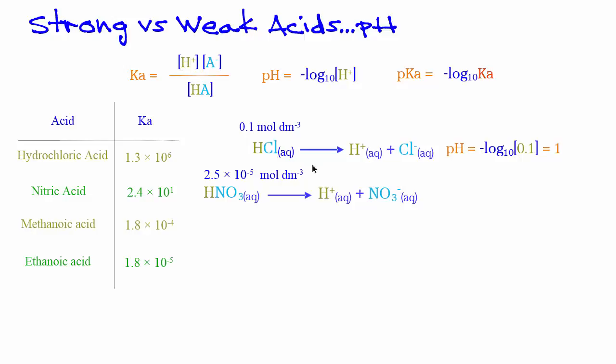What I'd like you to have a go at: the first one I've done for you. The pH of this particular solution would have been minus log to the base 10 of my H+ concentration, 0.1. Again, why? Because 0.1 is the concentration of HCl, so it's also the concentration of H+. That gives me a pH of 1. Try this calculation for yourself. Pause the video here. I'll give you a few seconds.